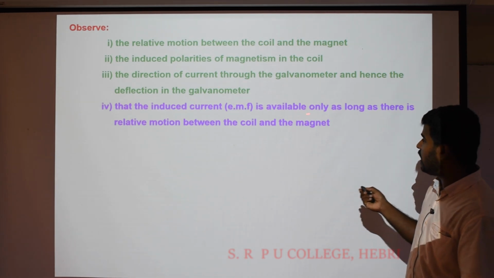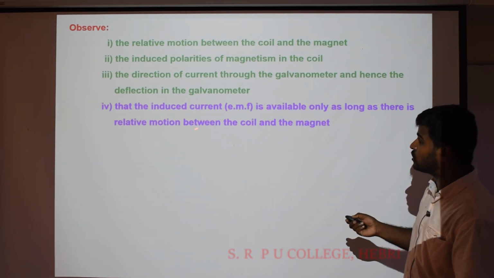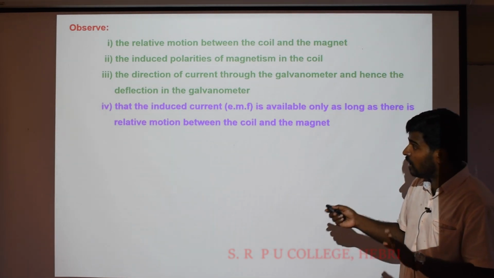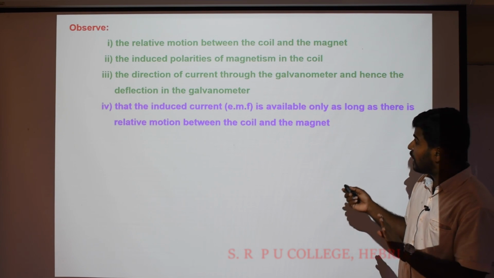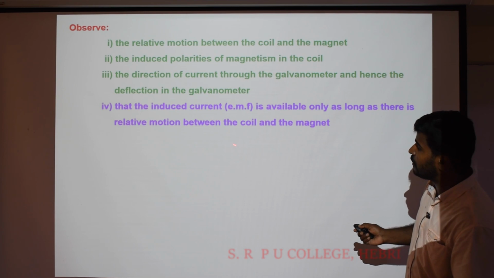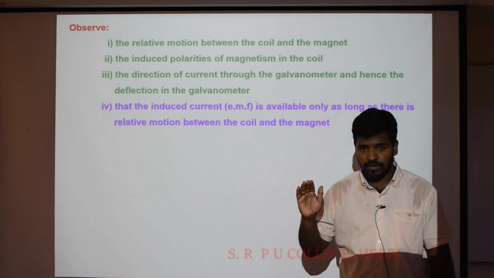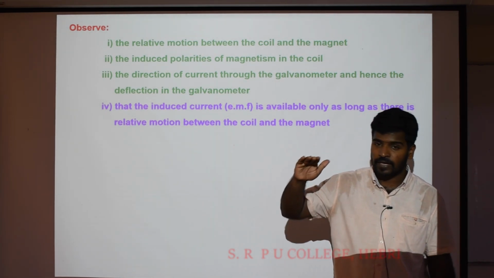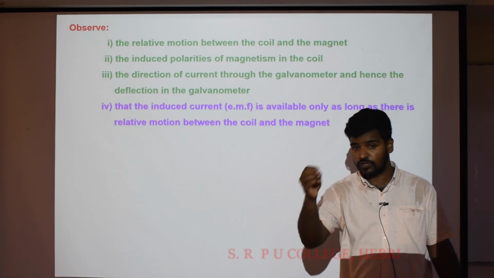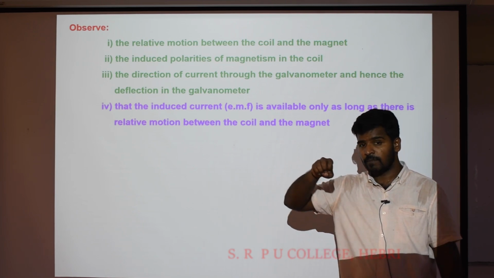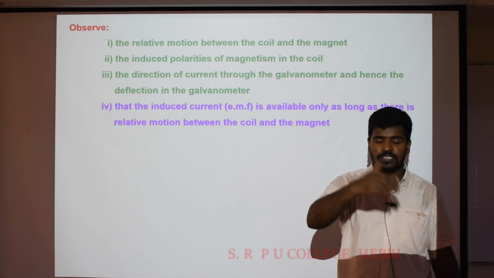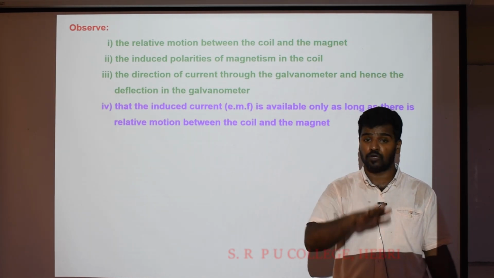EMF, is available only as long as there is a relative motion between the coil and the magnet, which means that, children understand, the induced current or an EMF is available only as long as there is a relative motion between the coil and the magnet. When the north pole or the south pole of the magnet is moved towards the coil, the galvanometer shows a momentary deflection, there is an induced current in the coil. Again if you bring the magnet backward, again there is a deflection in the opposite direction, which means that again there is an induced current in the opposite direction.